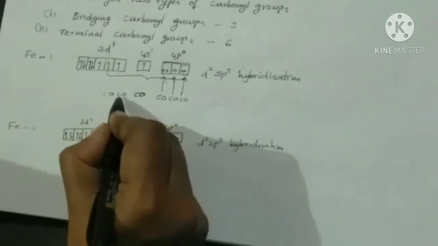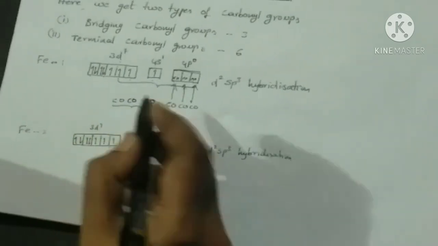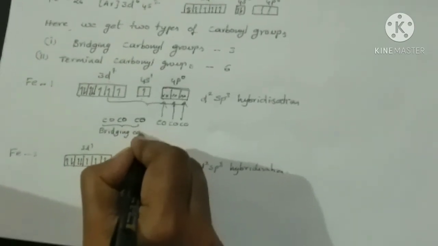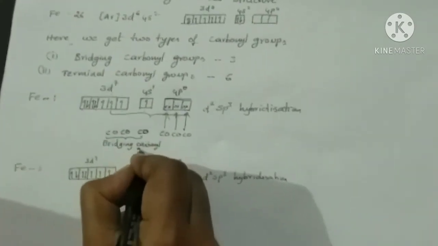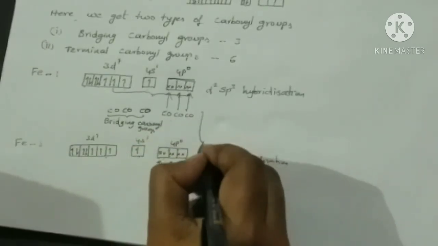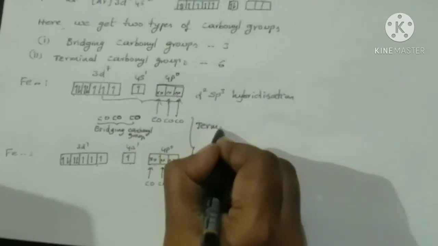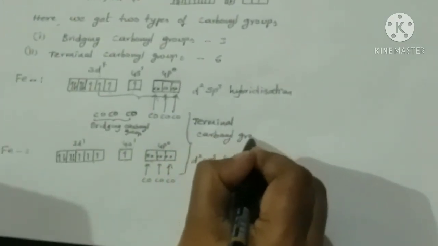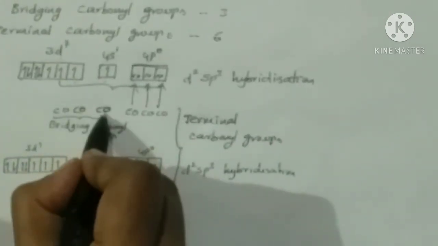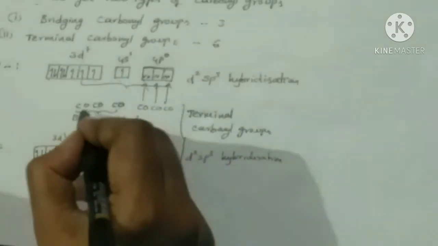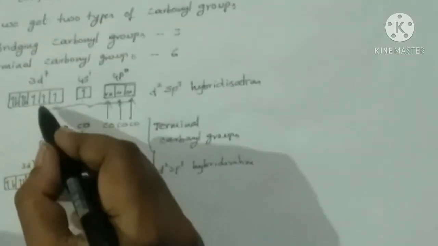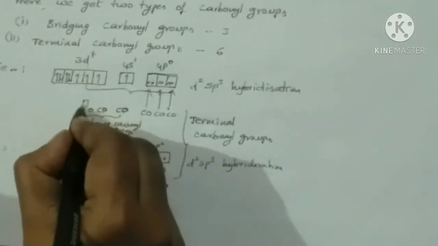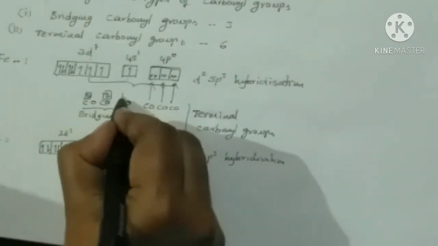These are bridging carbonyl groups. These are terminal carbonyl groups. So these 3 bridging carbonyl groups donate their electron pairs to both Fe1 atom and Fe2 atom. Okay, so these have electron pairs like this.